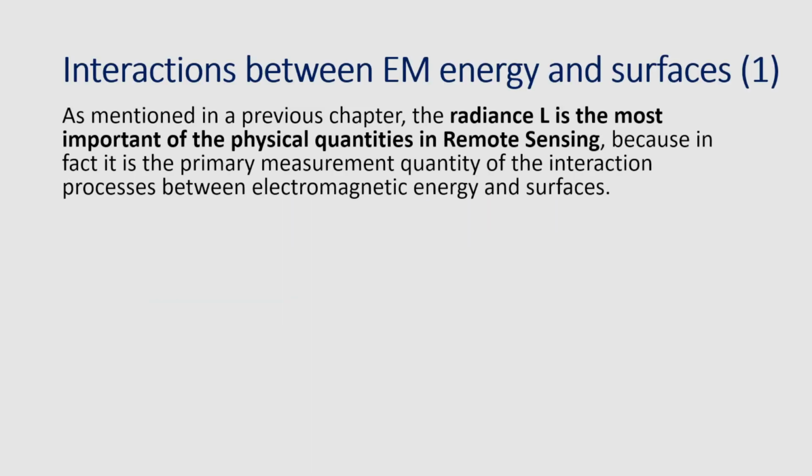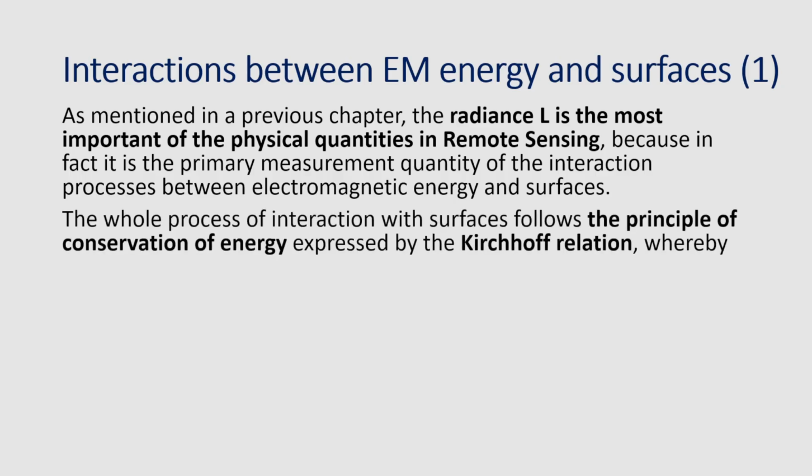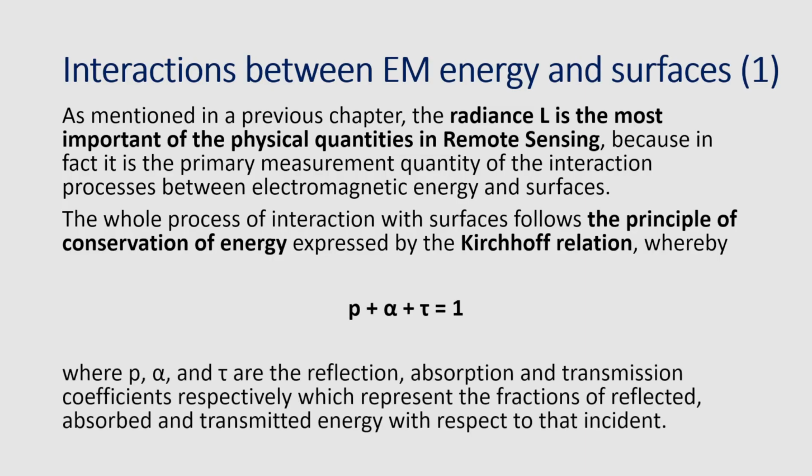1. As mentioned in a previous chapter, the radiance L is the most important of the physical quantities in remote sensing, because in fact it is the primary measurement quantity of the interaction processes between electromagnetic energy and surfaces. The whole process of interaction with surfaces follows the principle of conservation of energy expressed by the Kirchhoff relation, whereby ρ + α + τ = 1, where ρ, α, and τ are the reflection, absorption and transmission coefficients respectively, which represent the fractions of reflected, absorbed and transmitted energy with respect to that incident.